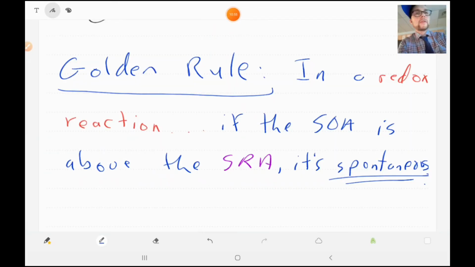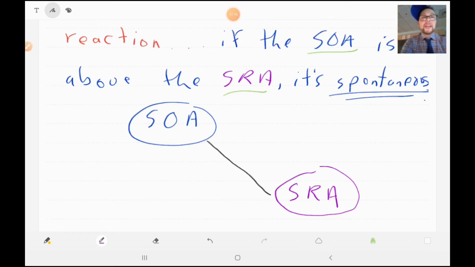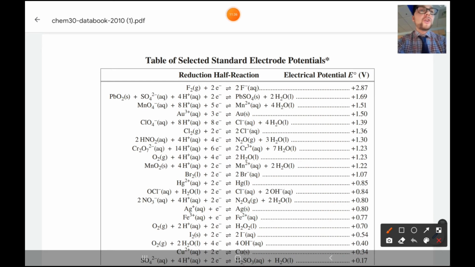So the general rule, and how we're going to use that table to guide us, is that in a redox reaction, if the SOA is above the SRA, the reaction is spontaneous, meaning it's going to work, at least from the electric potential side. And what we mean by above is literally above. Like you see how this diagram shows us SOA is above the SRA. It kind of makes a slant that looks like that. That would be a spontaneous reaction. I'm going to go to the table right now and show you what we mean. So let's say our two reactants are fluorine gas, and we'll highlight this with another color, and mercury liquid.